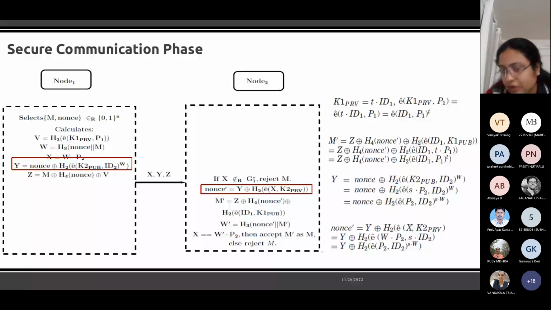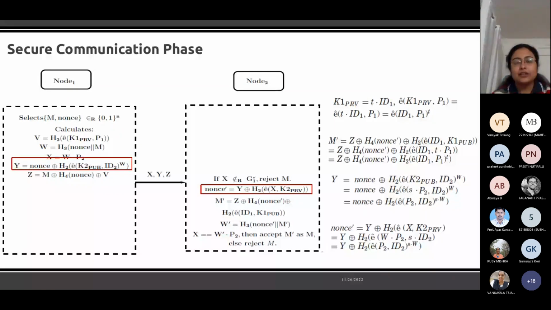Now, suppose node A has sent the message, and later on it denies that, saying, "I haven't sent the message." That means it is saying that the message you have received has not been sent by me. So how will we stop this? This is called a repudiation attack: denying later on that I have sent a message.